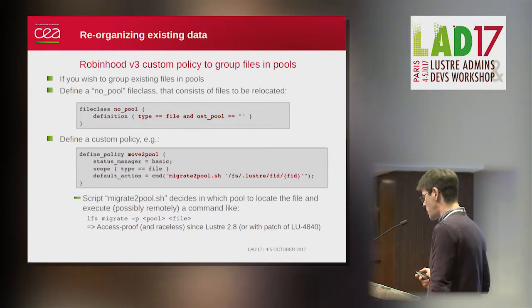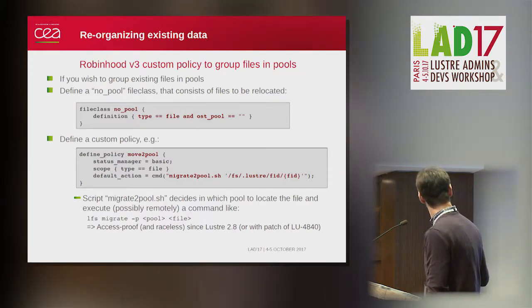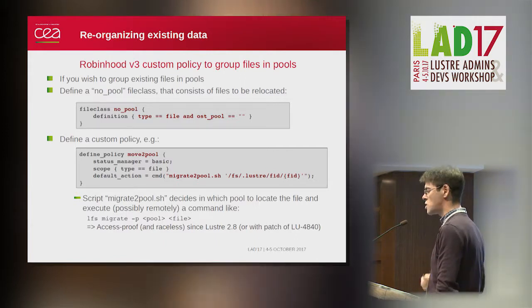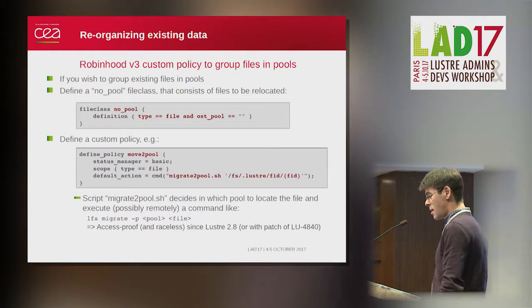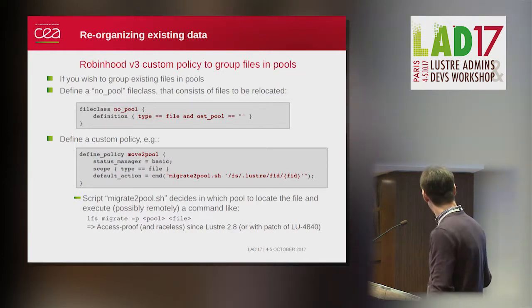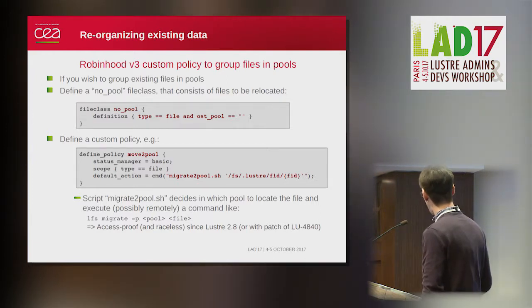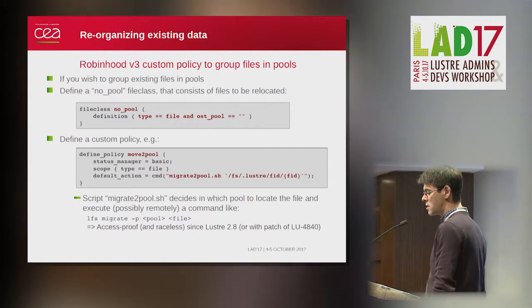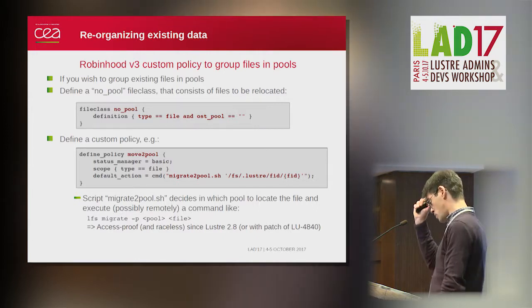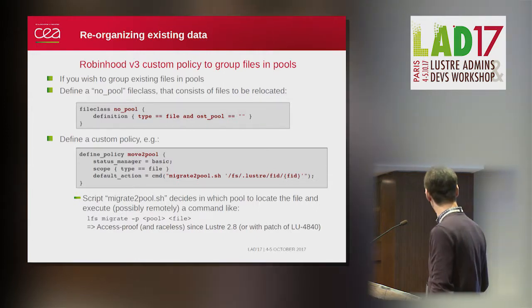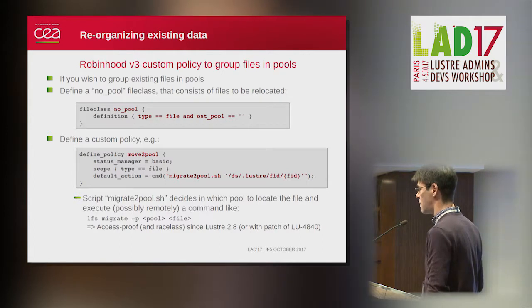So we used Robinhood. In V3, you can easily do this just by configuration. We declared a no pool file class to match all files that had no pool assigned to them. And then we define a custom policy, move to pool, to be run on each pool, on each file having no pool.